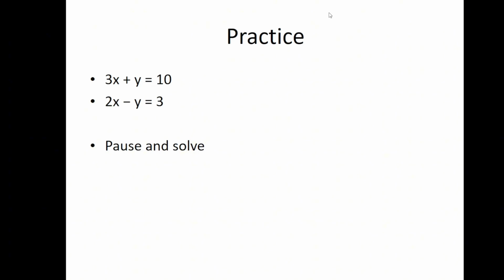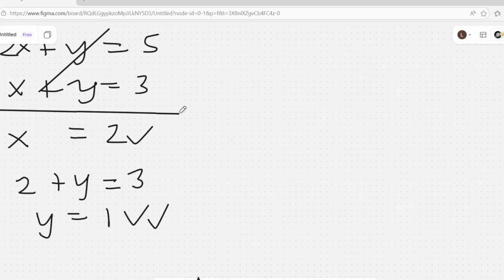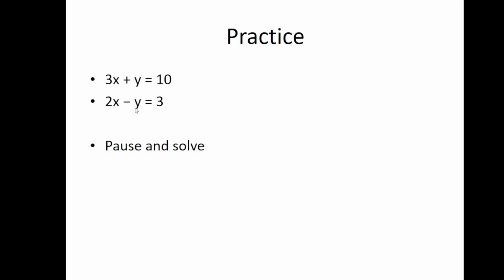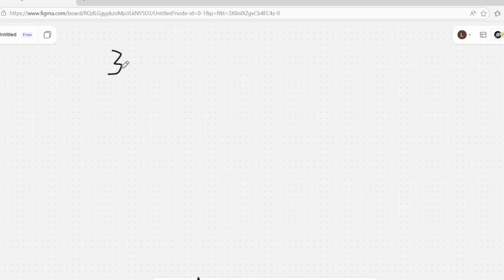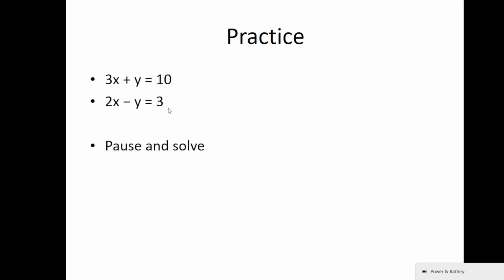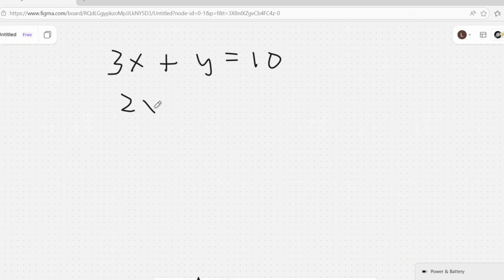Okay, let's try to solve it. So let's write it first on the screen. So 3x plus y equals 10, and then 2x minus y equals 3. Let's try to solve.